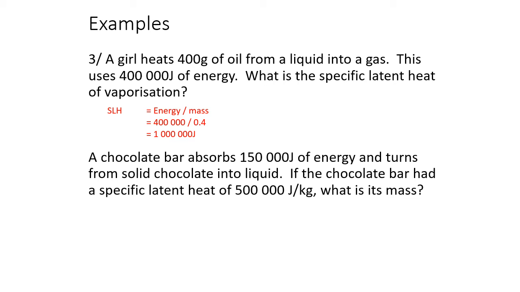A chocolate bar absorbs 150,000 joules of energy and turns from solid chocolate into liquid. If the chocolate bar had a specific latent heat of 500,000 joules per kilogram, what is its mass? So the mass is the energy divided by the specific latent heat. So this is 150,000 joules divided by 500,000 joules per kilogram, which gives us a mass of 0.3 kilograms.